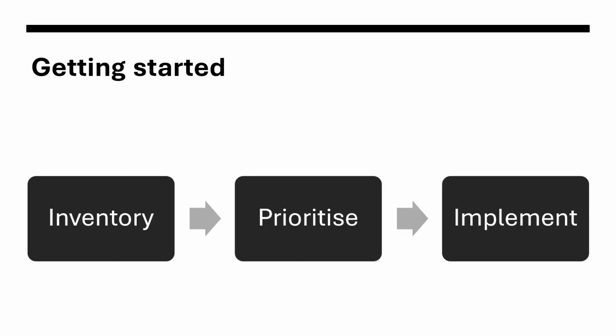So let's get started. Step one, inventory. Go and identify all the services that you have. What are the methods of authentication implemented on them? After that, prioritize. What are the services that can do the most damage?